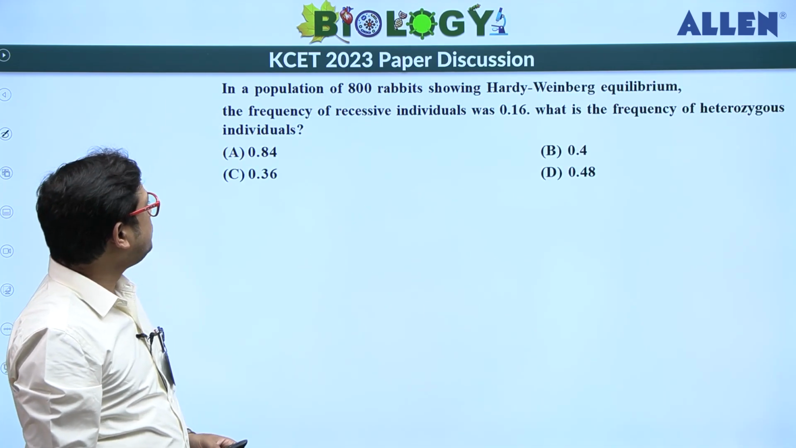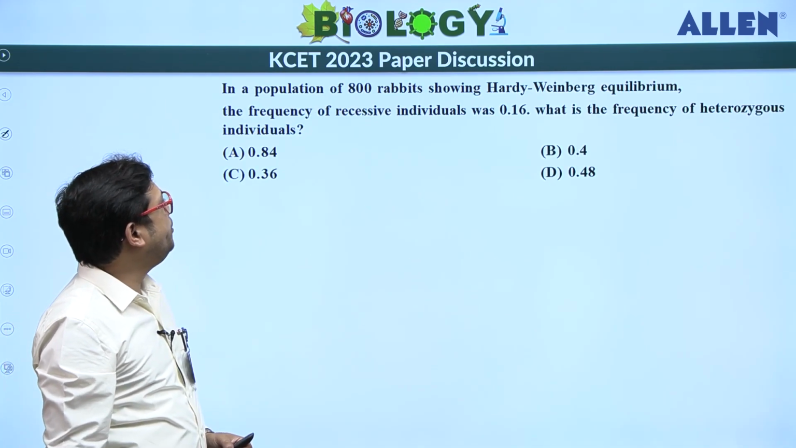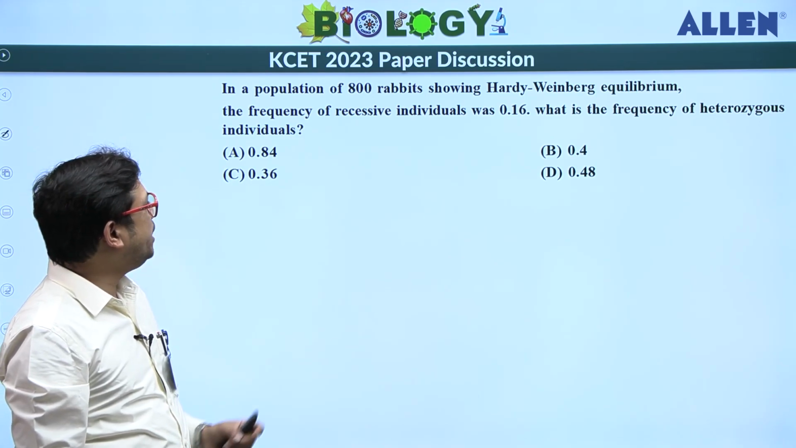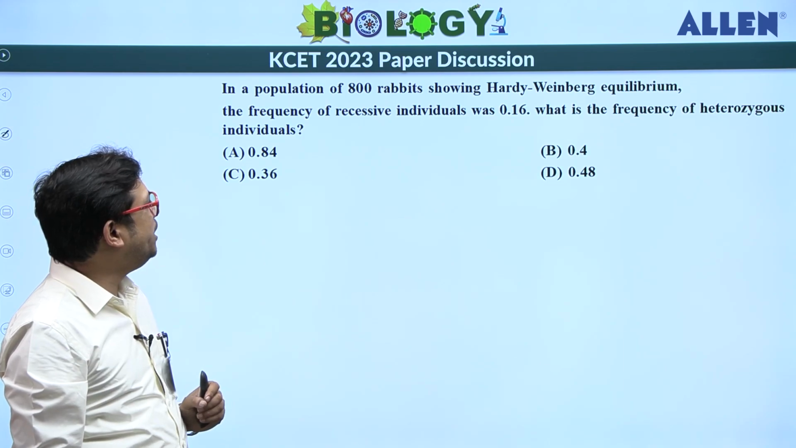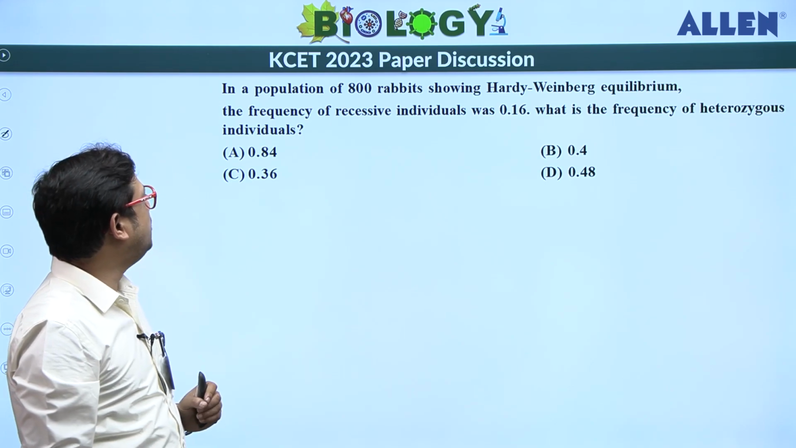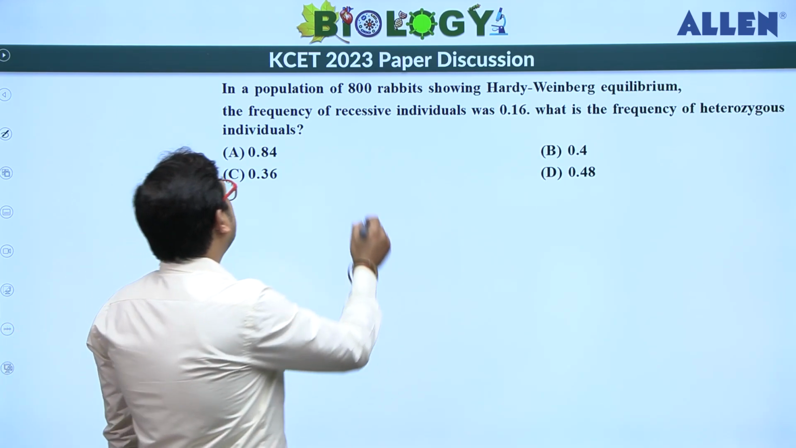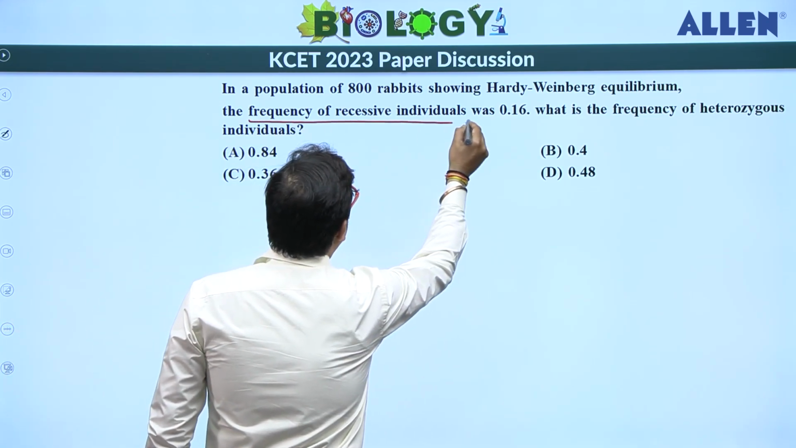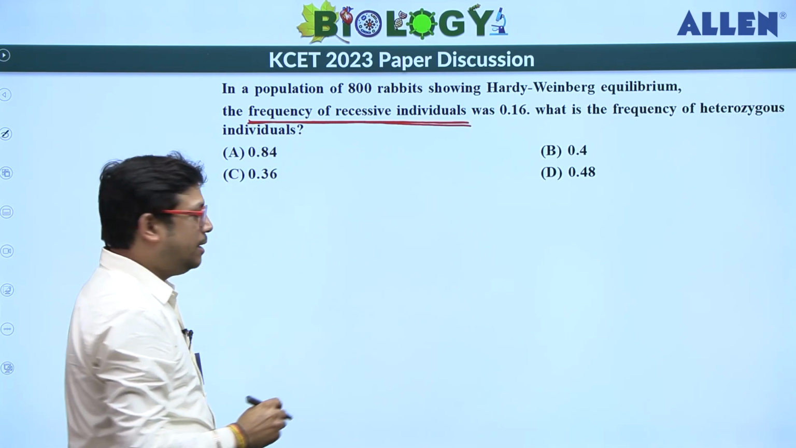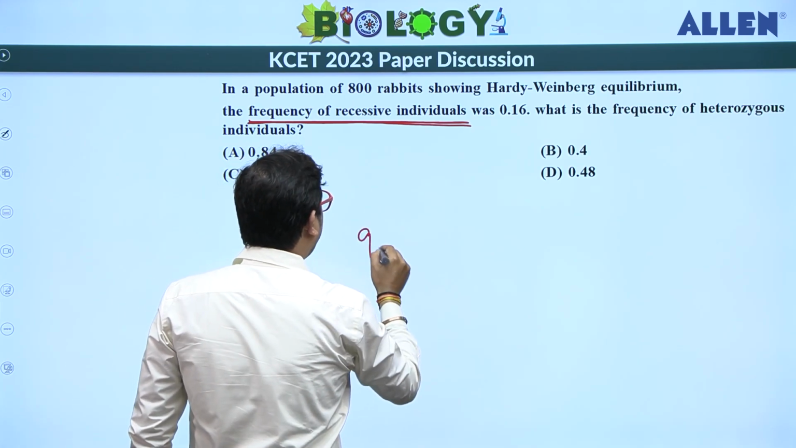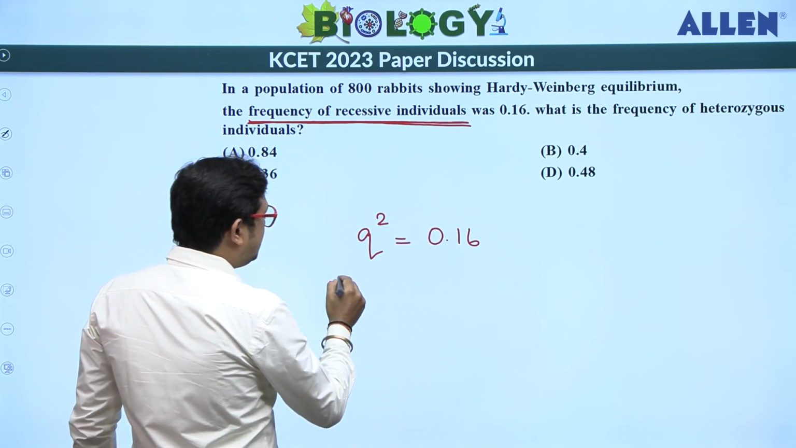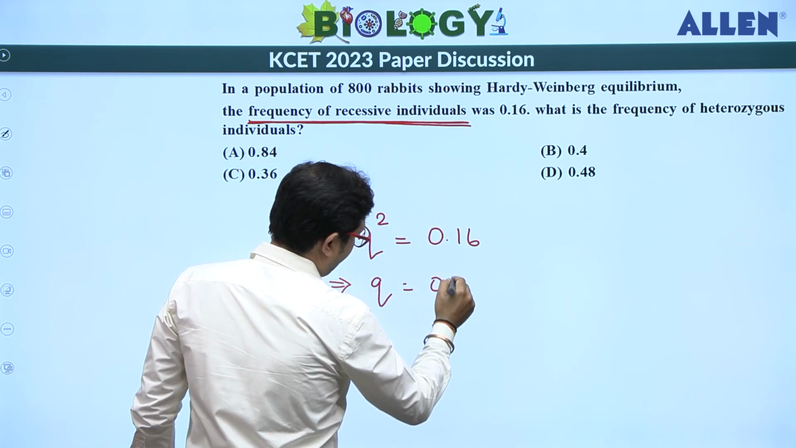Next is a Hardy-Weinberg equilibrium question. In a population of 800 rabbits showing Hardy-Weinberg equilibrium, the frequency of recessive individuals was 0.16. What is the frequency of heterozygous individuals? See, we know the frequency of recessive individuals, that means what is given? q square is given, that is 0.16. That means q is 0.4.